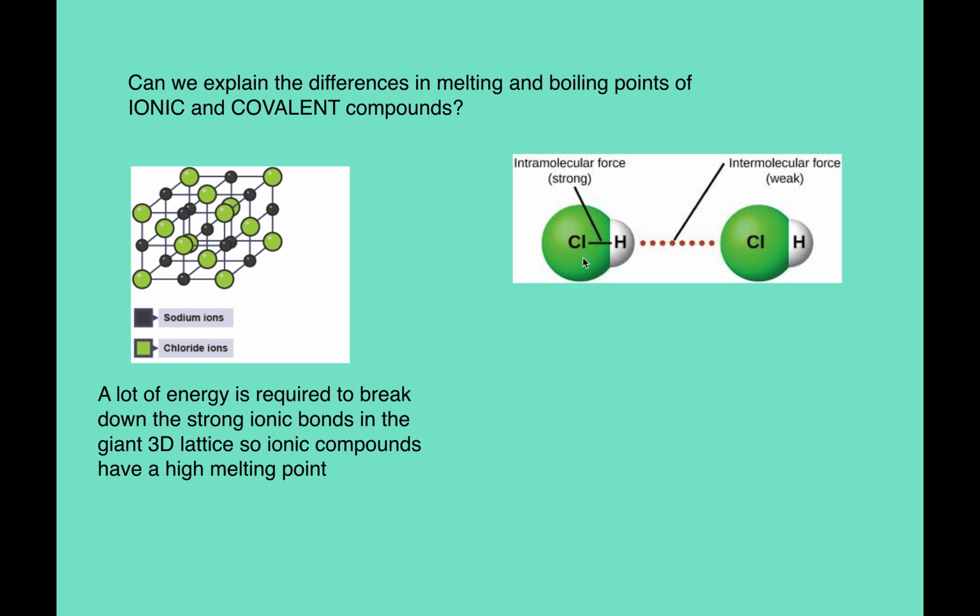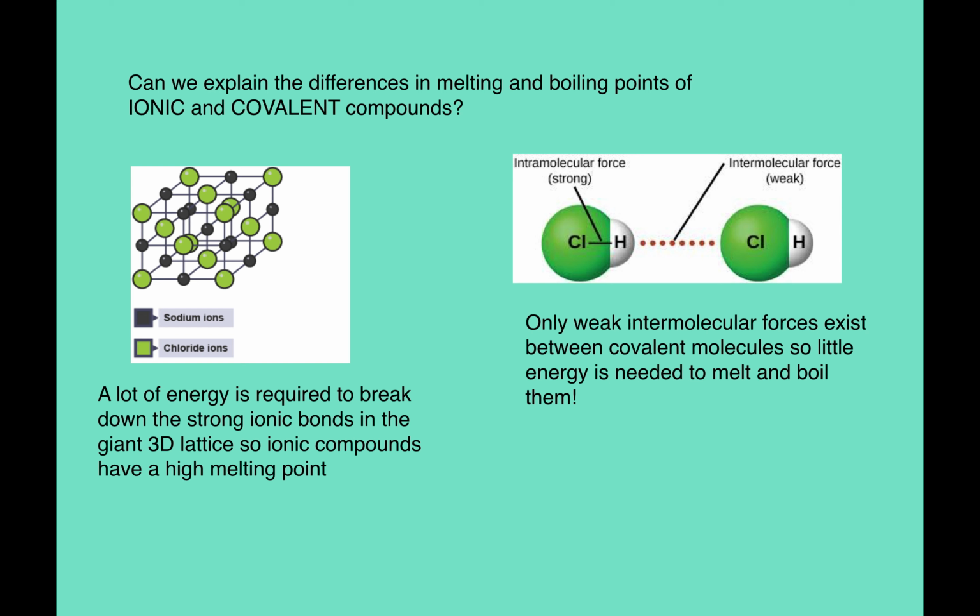Something like hydrogen chloride, which has a covalent bond in the molecule, well, these are molecules, and between the molecules, it's called the intermolecular force, there are very, very weak forces. Within the molecule, that bond there, the covalent bond, is quite strong. But between the molecules, there are weak forces. So that means very little energy is required to overcome this force. So hydrogen chloride has got a very low melting point and boiling point. It's actually a gas at room temperature. Okay, get your head around that.